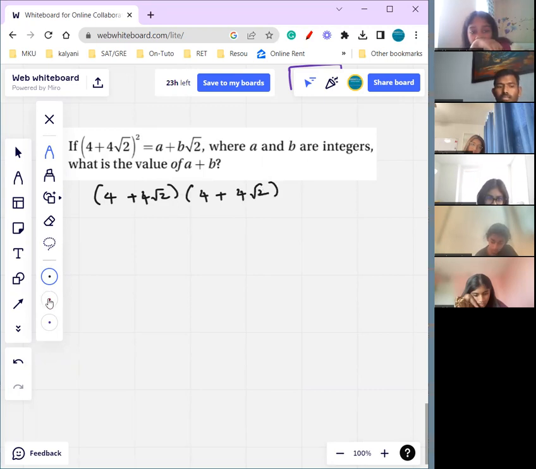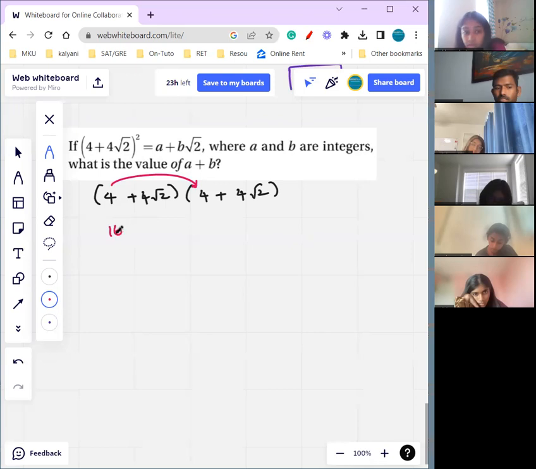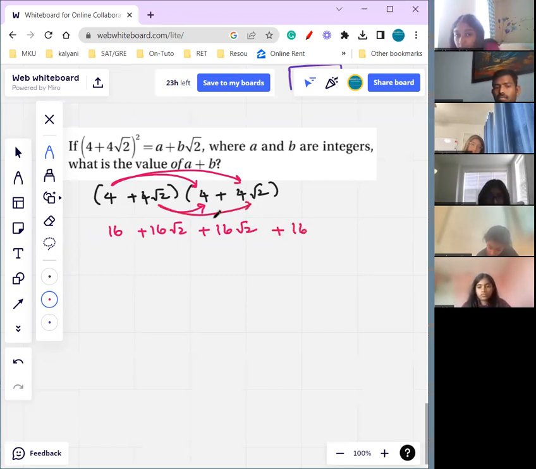Agree? Because it's a square, which is (a plus b) squared, we can write (a plus b) times (a plus b). Let's do the FOIL method, or whatever method you call it. 4 times 4 is 16. 4 times this is 16 radical 2. And then this times this is 16 radical 2. And this times this is 16. And then radical 2 times radical 2 is 2. Everybody understand this step so far? I just did the FOIL.